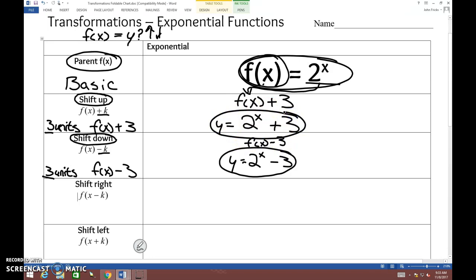Okay, so we're finding these equations. We're determining what these equations look like based on the information. If we add 3 to the end, we know we're going to go up 3. If we subtract 3 from the end, we're going to go down 3. Now, up and down are pretty good. There's not a whole lot of questions when you're looking at shifting up and shifting down. They do what we want them to.